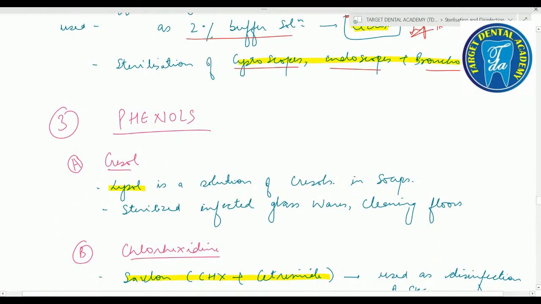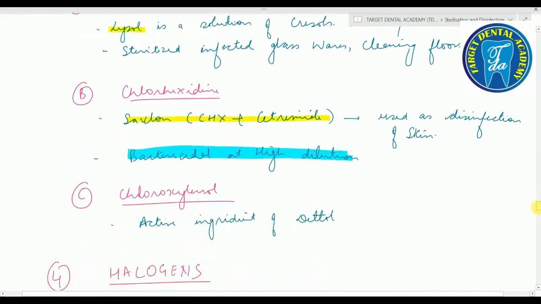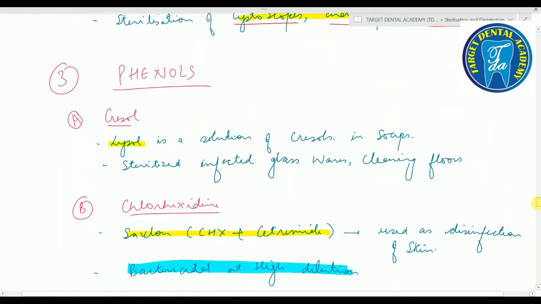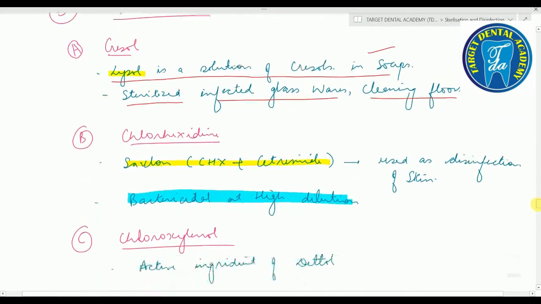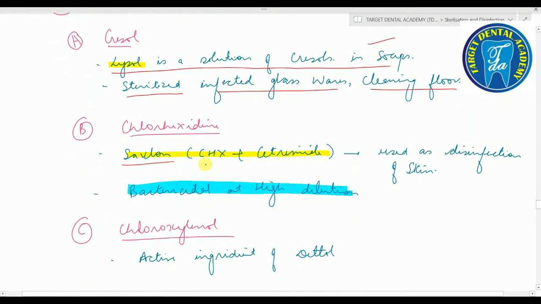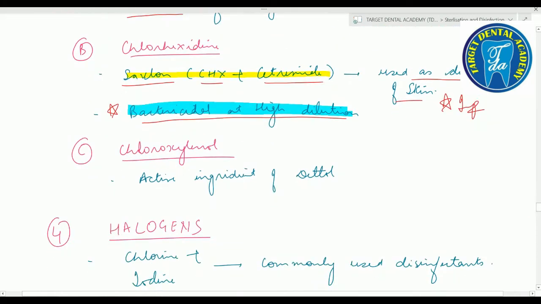Next are the phenols. In this we have cresol, chlorhexidine and chloroxylenol. Starting with cresol: Lysol is a solution of cresol in soaps. It is used to sterilize infected glassware and for cleaning floors. Chlorhexidine, as Savlon, is chlorhexidine plus cetrimide. It is used for disinfection of skin, important. Bactericidal at high dilution. Next is chloroxylenol, an active ingredient of Dettol.